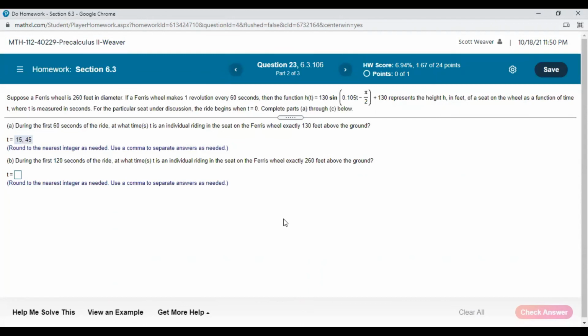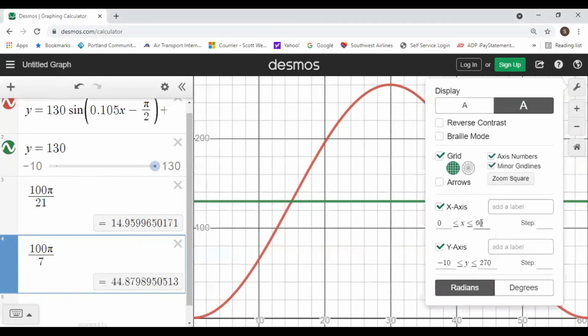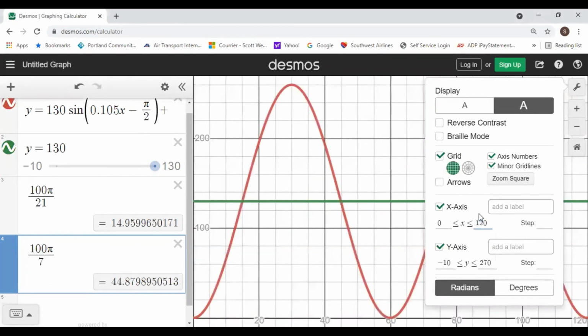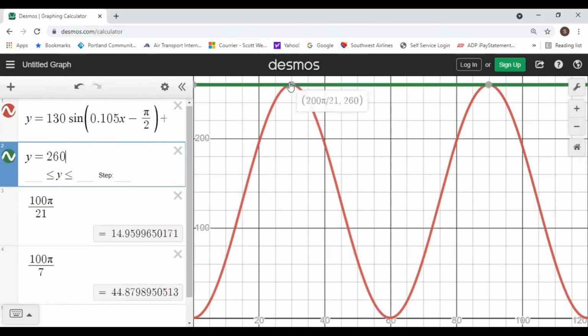Now it says during the first 120 seconds of the ride, at what time is the individual exactly 260 feet above the ground? And we would just go through a very similar process for that. So you would just adjust your window in order to make it fit the new constraint, and you would put in the new value. So you can just go back to Desmos. You can now adjust the x-axis to be 120. You can now adjust the designated y value to be 260, and you can see what values you get here.